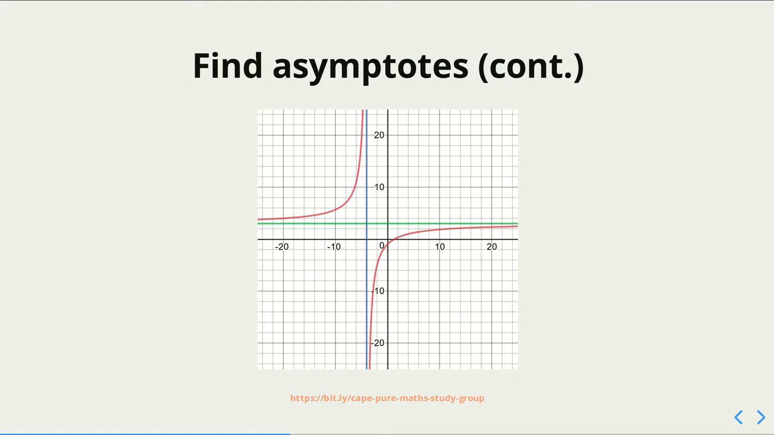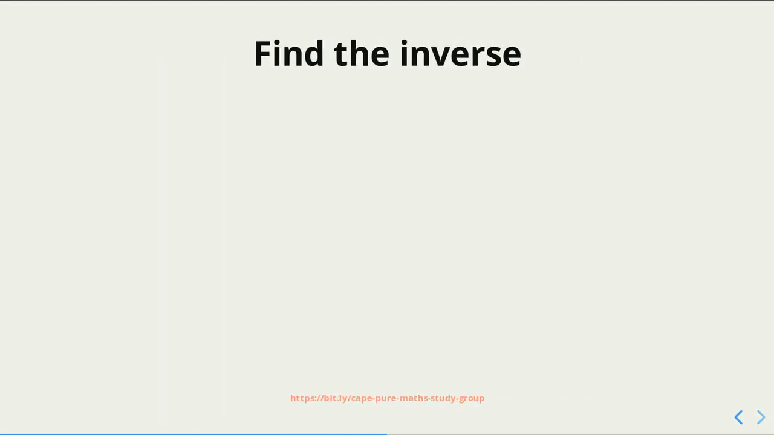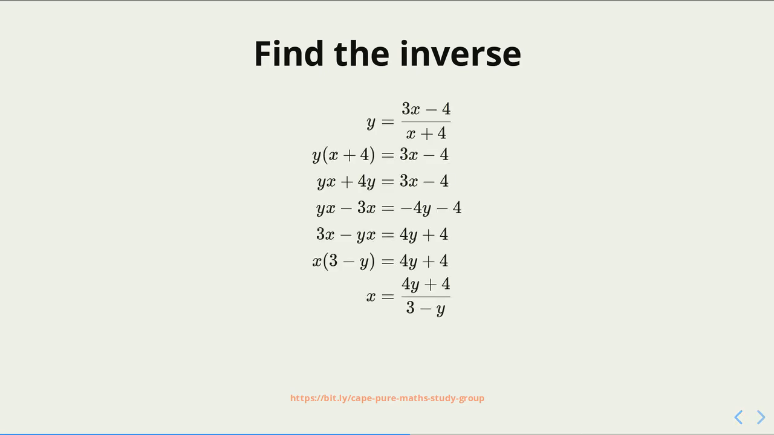Let's move on to sketching the graph of the inverse function. To do that, we first need to find the inverse function. So put y equal to 3x minus 4 on x plus 4 and solve for x. Multiply both sides by x plus 4 to get y times x plus 4 equal to 3x minus 4. Expand the term on the left hand side to get yx plus 4y.